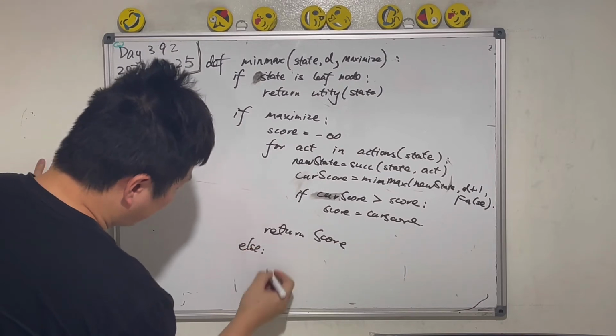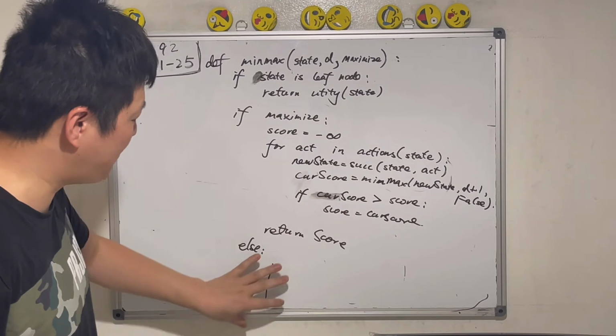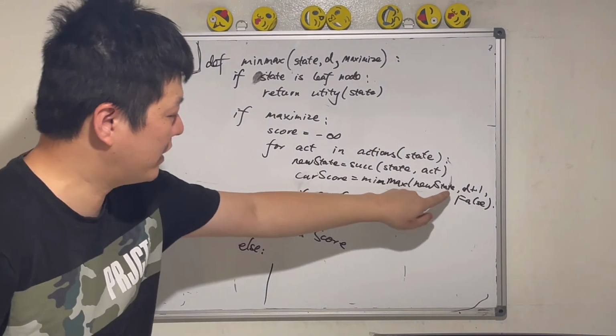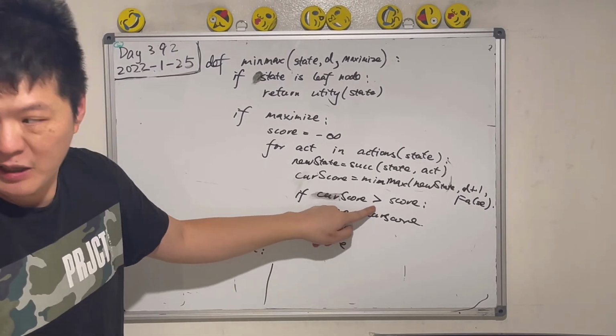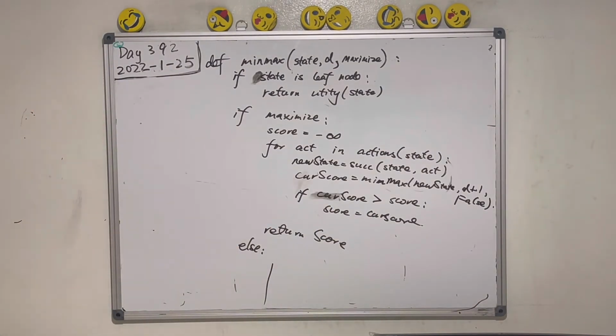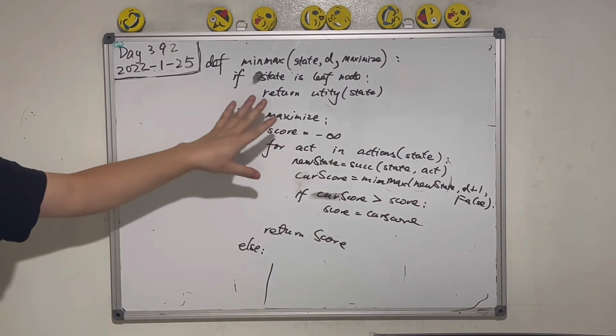Else is the minimizing. This is quite similar except that we change the sign, right? We are minimizing it, so we should change this to true, and then current score should be score, right? So now, we can make changes in here to make it alpha beta.